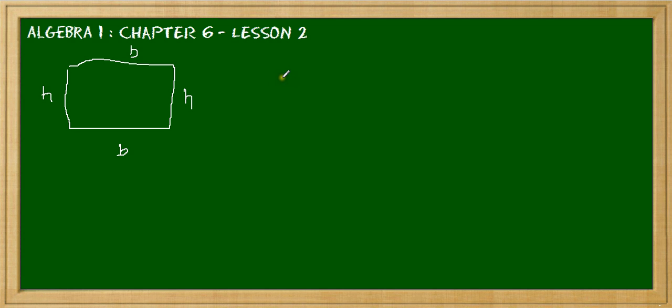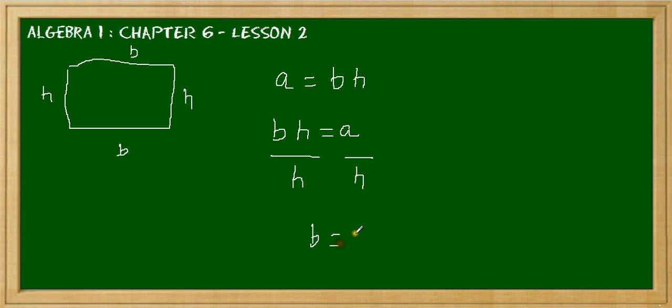So what would the area be? Well, the area would be B times H, right? Now we're going to solve this formula for B. Well, to solve it for B, we're going to put BH on the left side and move A to the right side. So this is simply swapping the two. We're going to divide by H on each side, and B is going to be equal to A divided by H.